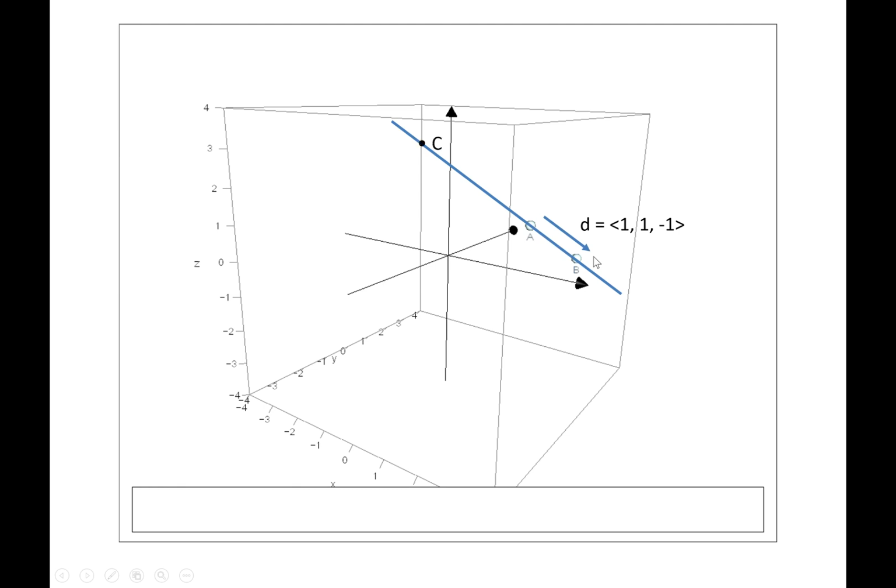And as I said, if I want to find the position of C, what I could do is say OC, the position vector of C, is just going to be OA, where A is a point on the line, plus AC. But hang on, AC is that line, and that vector is parallel to that direction vector. So I can just say that AC is going to be a scalar multiple of that direction vector.